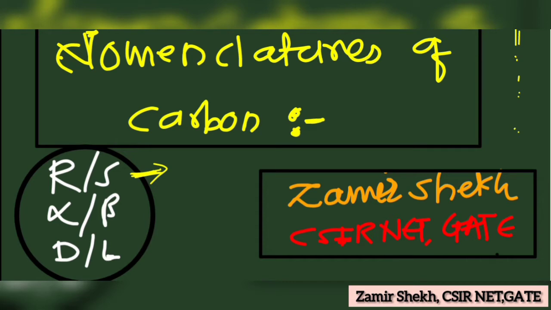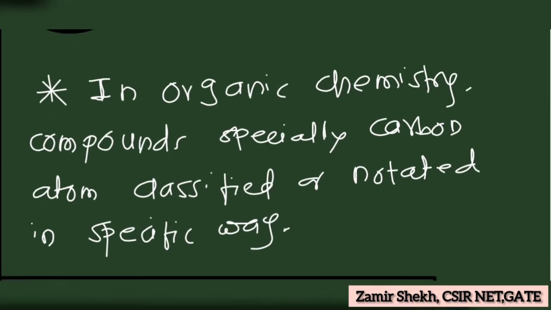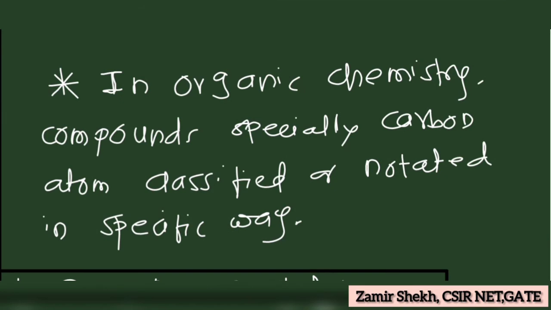So first of all, what is RS? You know why we are using these terms, R and S. Basically in organic chemistry, compounds, for example carbon species, especially the carbon, are classified or notated spatially in a specific way, and that's why it's called R or S. Alpha, beta, D, L, these are other types of configuration.